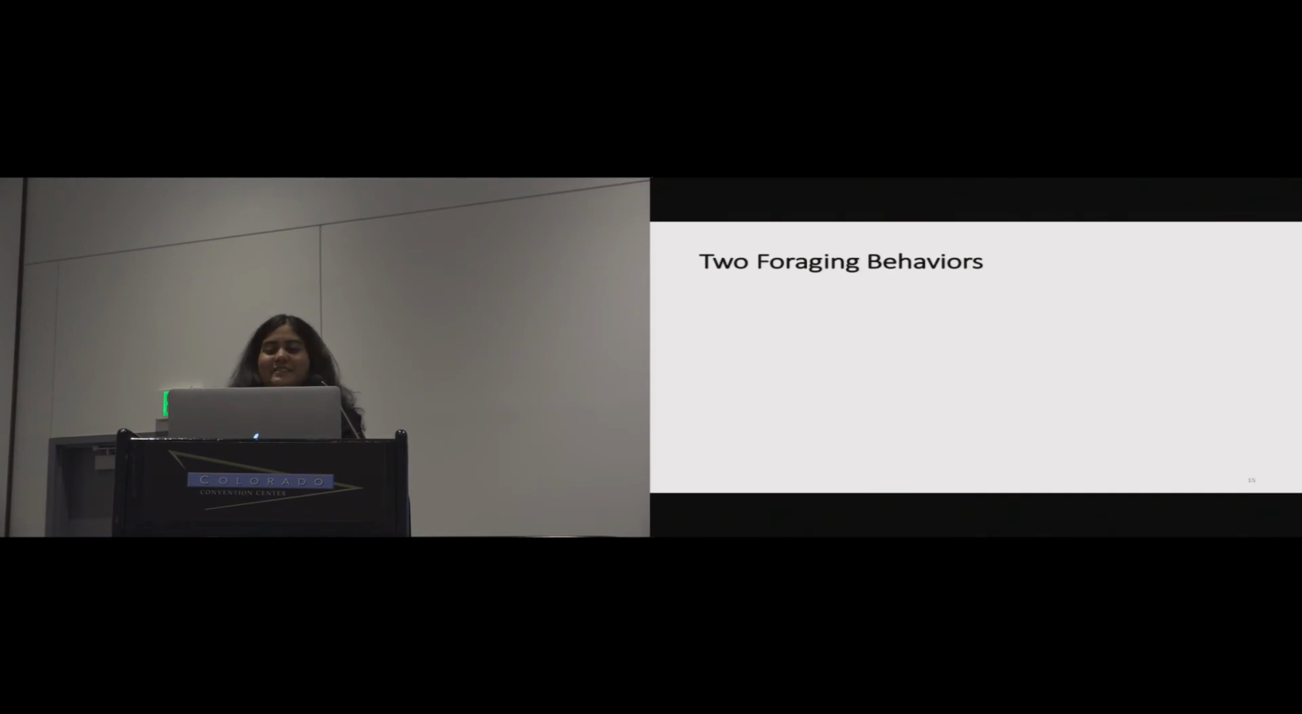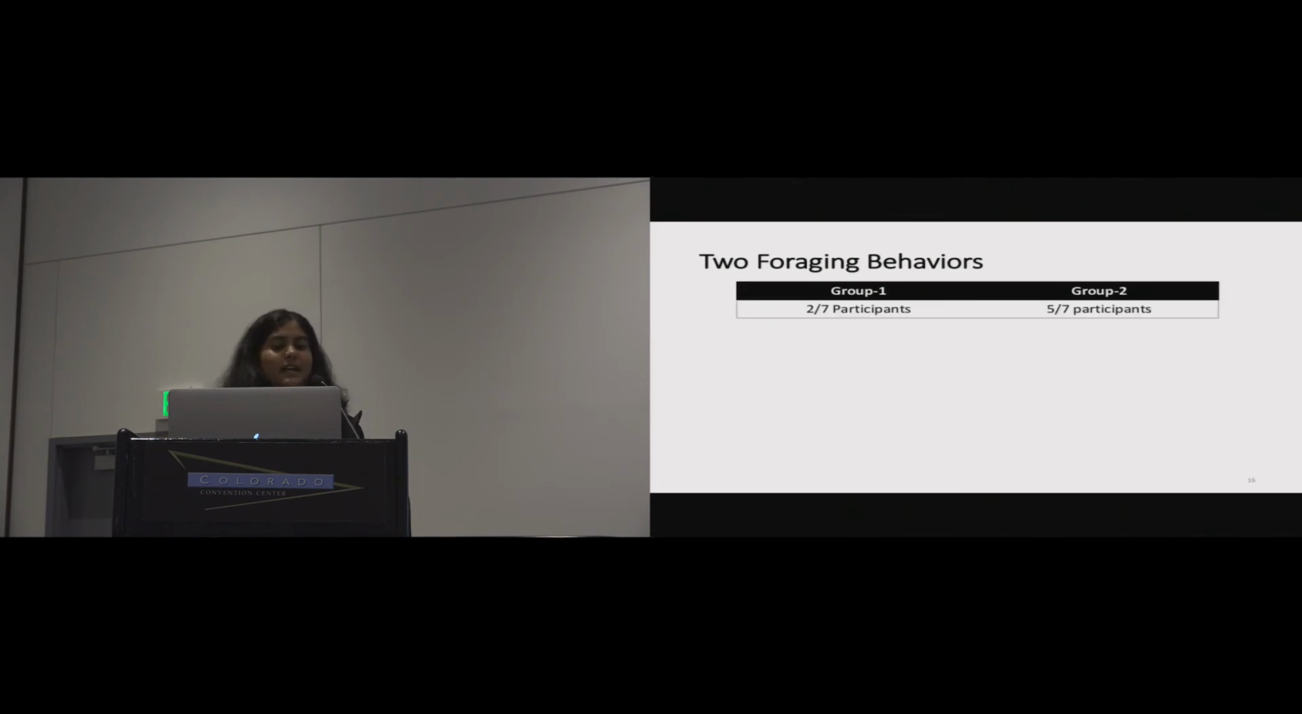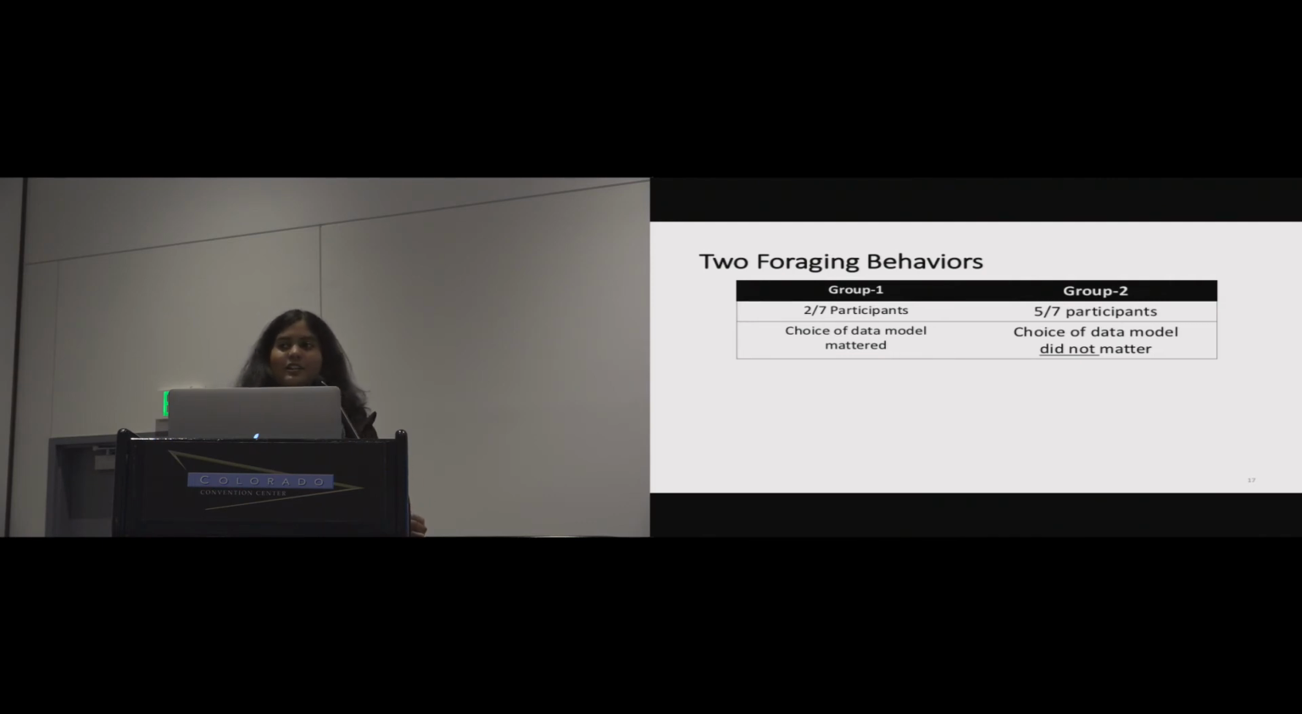But there is more to PFISV and data models than just this. What we noticed was, in fact, there were fundamentally 2 different foraging behaviors that participants were involved in. So we categorized participants into 2 groups based on that. The first one had 2, and the second one had 5 participants. What was different between them is that for the first group, the choice of the data model actually mattered, which means the 4 different data models yielded different accuracies. Whereas for the second group, the choice of the data model did not matter at all. Put in any data model and they yielded the same accuracies.